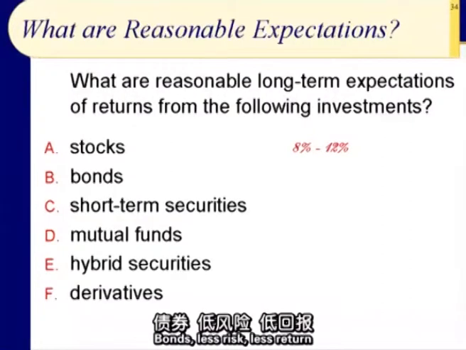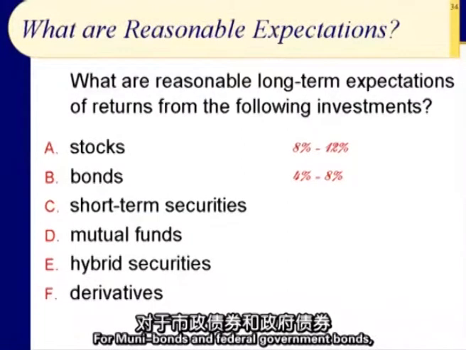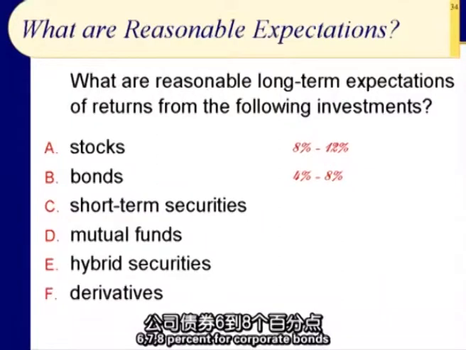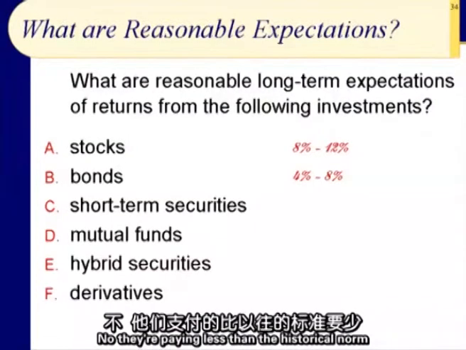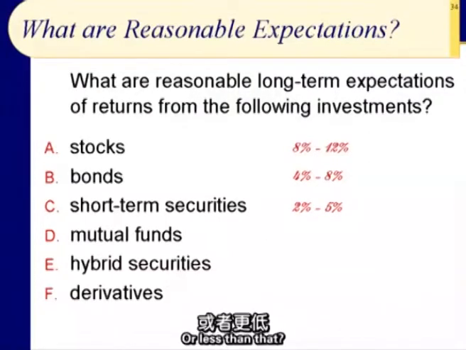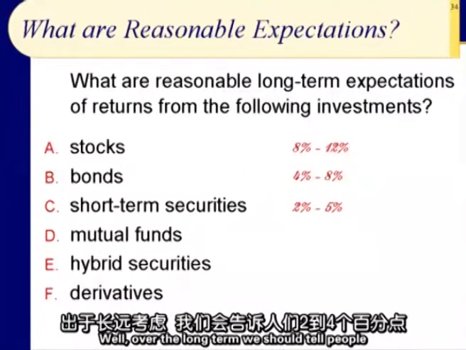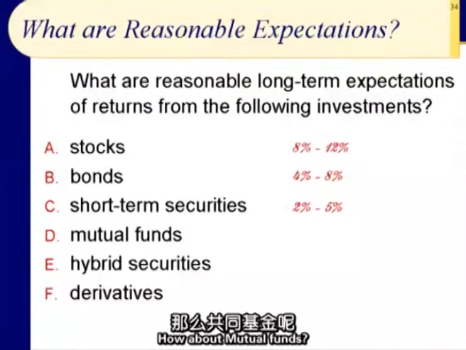Bonds, less risk, less return. Right, 4 to 5, 6% for muni bonds and federal government bonds, treasuries. 6, 7, 8% for corporate bonds. Now, are they paying that much now? No, they're paying less than the historical norm. How about short-term securities? 2 to 5%? Less than that. Well, over the long term, we should tell people 2, 3, 4%, but hey, now they're paying almost nothing.